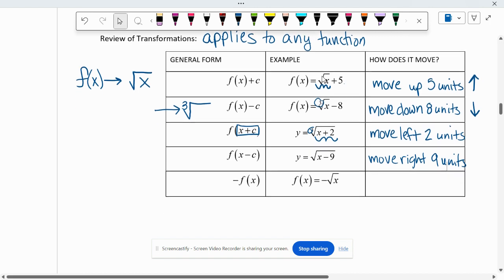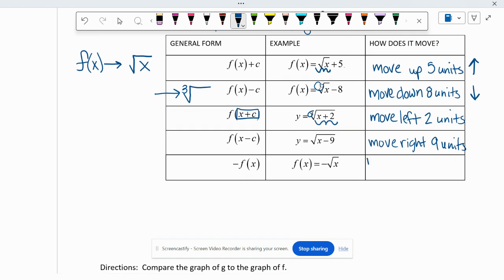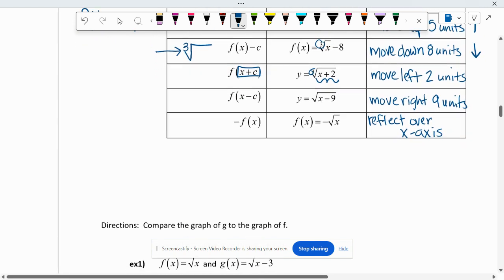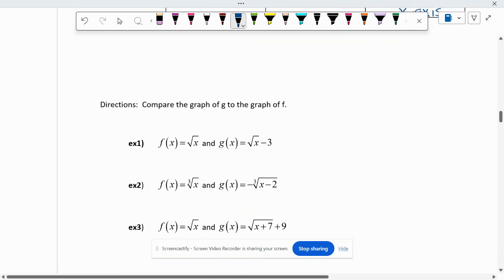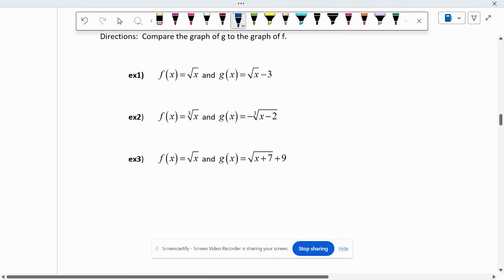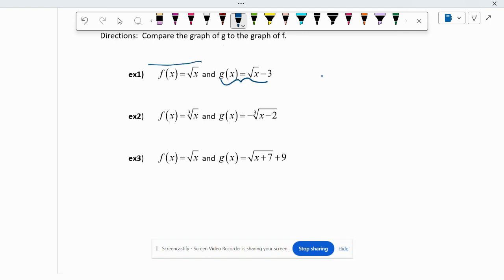And then if I have a negative outside of my function, that just means that my function is going to reflect over the x-axis. This is going to be a reflection over the x-axis. Okay, so we're going to do example 1 and 3. Example 1 and 3. So we're going to compare the graph of g of x to the graph of f of x, but we're not really using Desmos. We're just going to talk about what happens.